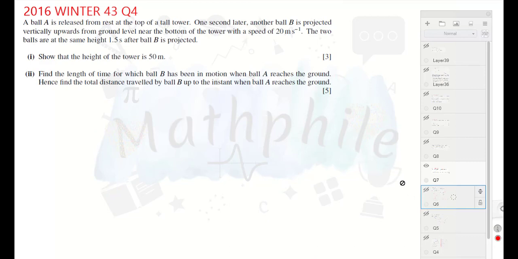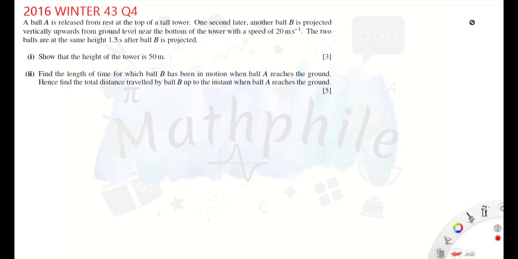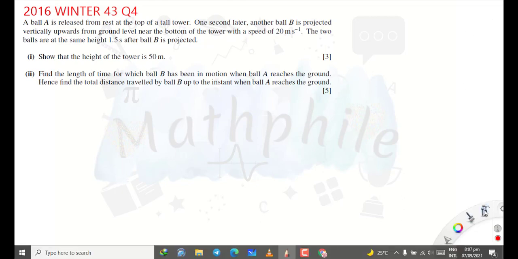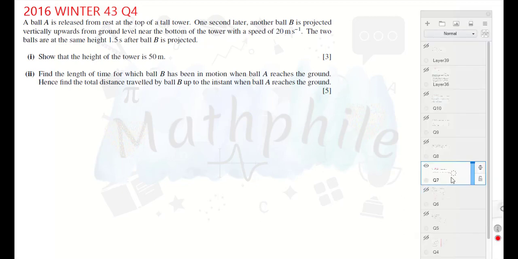Question number 7 too is vertical motion, but it's difficult. So, like the difficulty level, it's question 7. So just imagine.